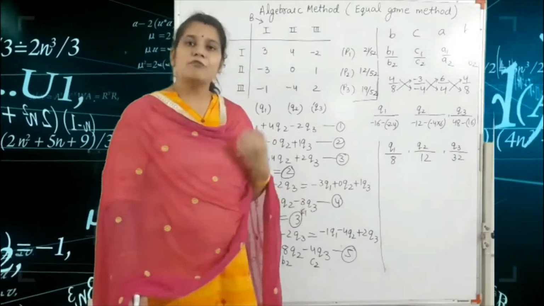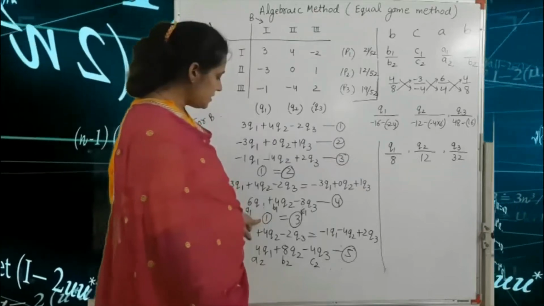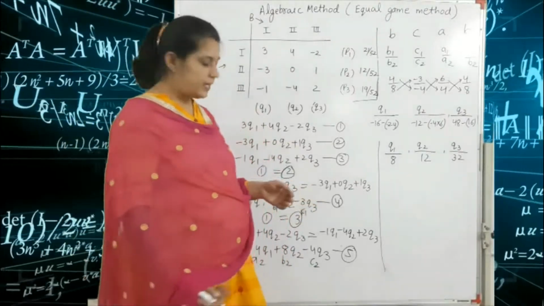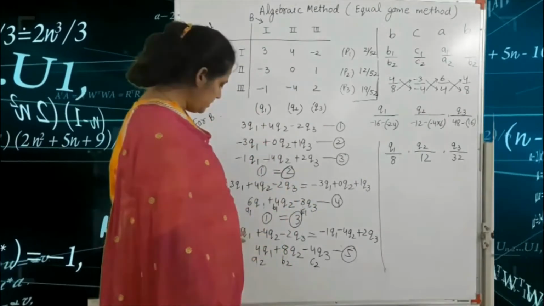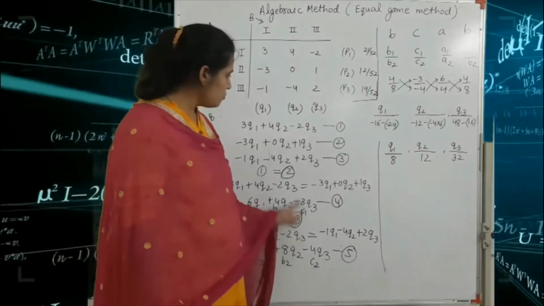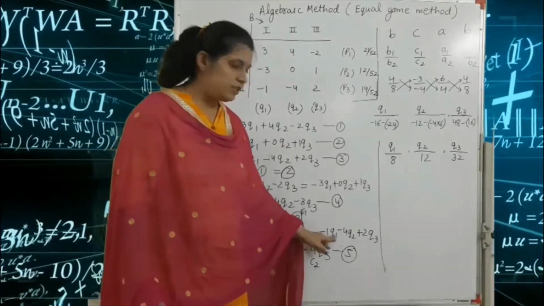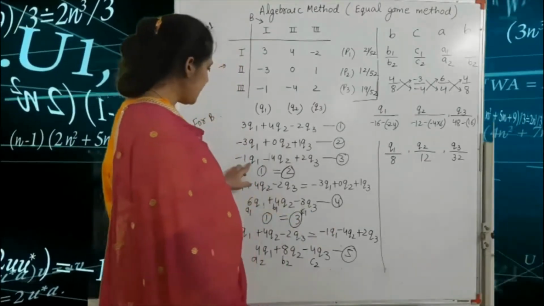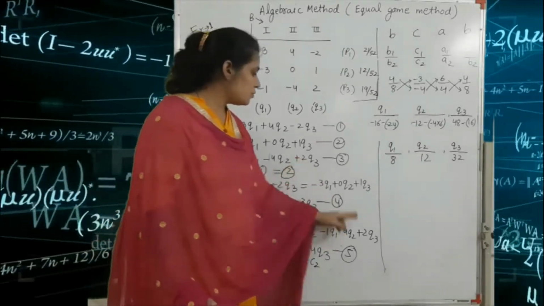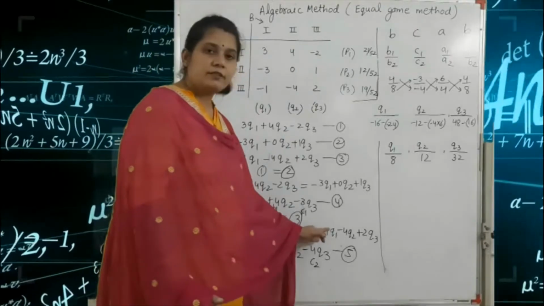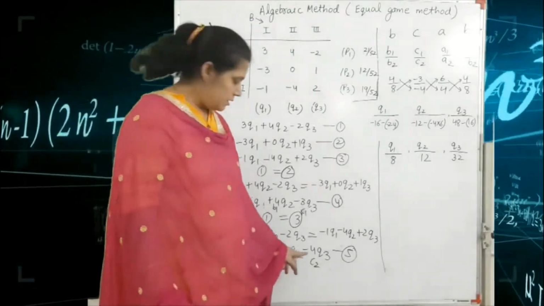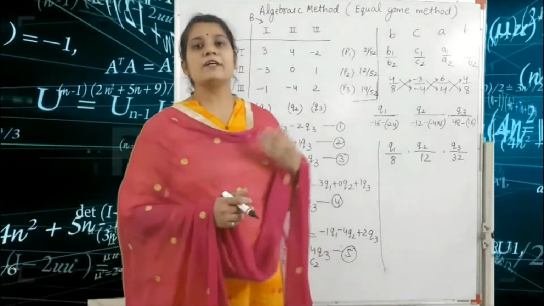This is our fourth equation. Next, we consider equation number 1 equal to equation number 3. First we write equation number 1, 3Q1 plus 4Q2 minus 2Q3, is equal to equation number 3, which is minus 1Q1 minus 4Q2 plus 2Q3. Arranging these equations, we get 4Q1 plus 8Q2 minus 4Q3. This is our fifth equation.